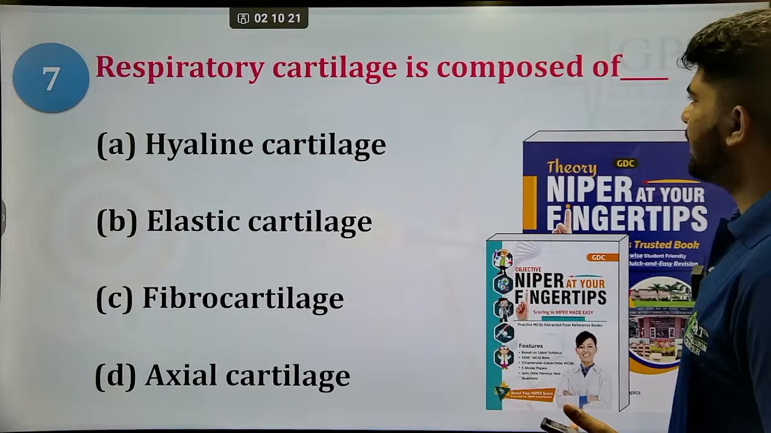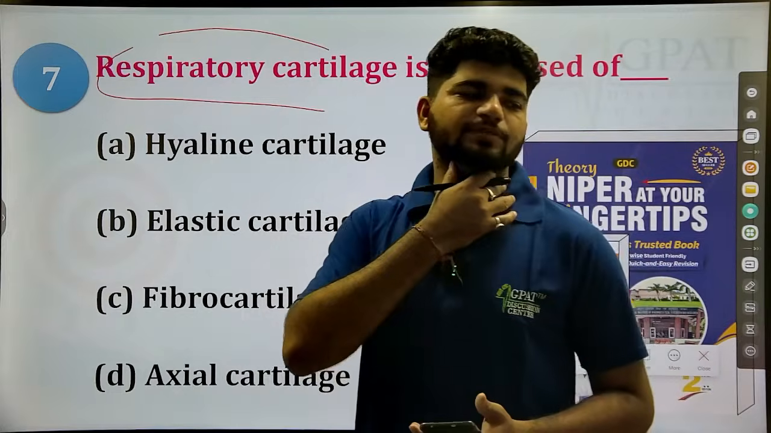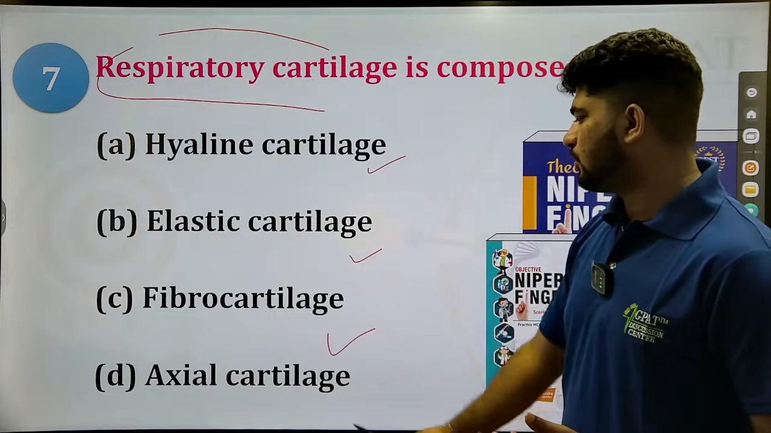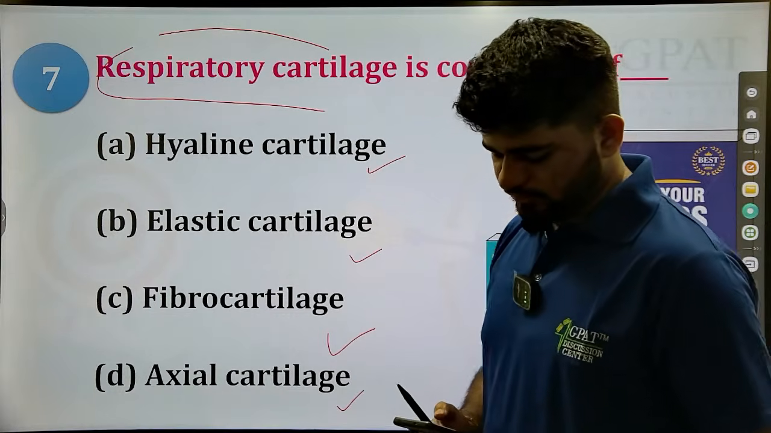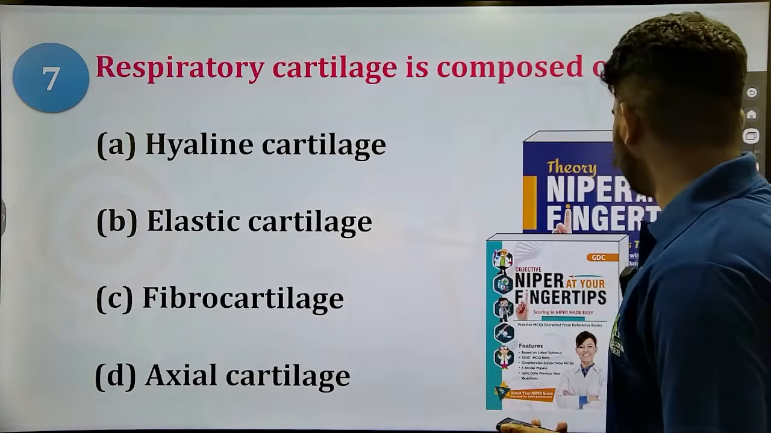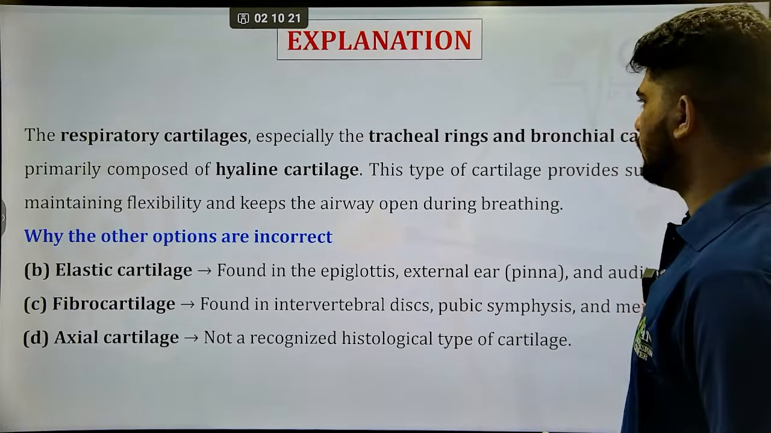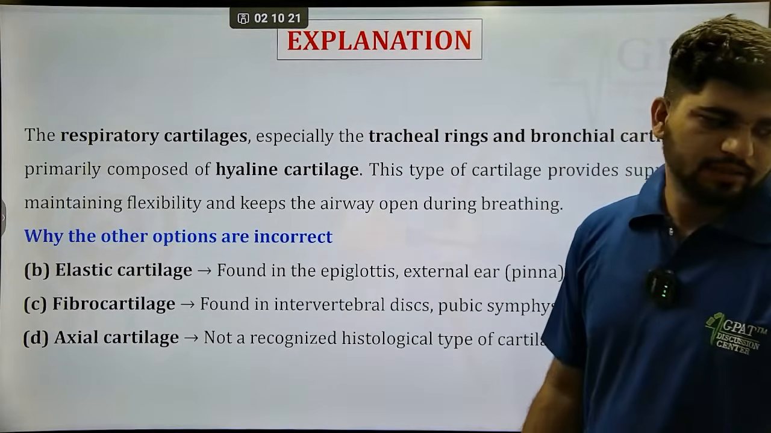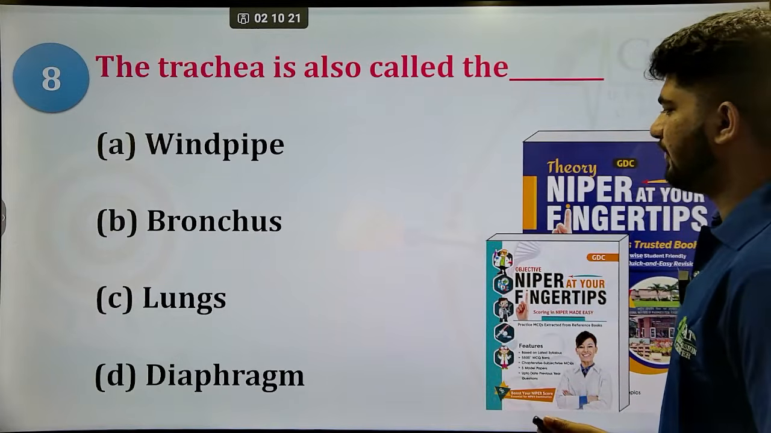Now, respiratory cartilage is composed of what? Hyaline cartilage, elastic cartilage, fibrocartilage, or axial cartilage. Out of three and four students, can anyone answer this one, guys? This one is easy. That's your hyaline cartilage only, Anna. Here you can see tracheal rings. That's what I'm talking about. Hyaline. Chalo.